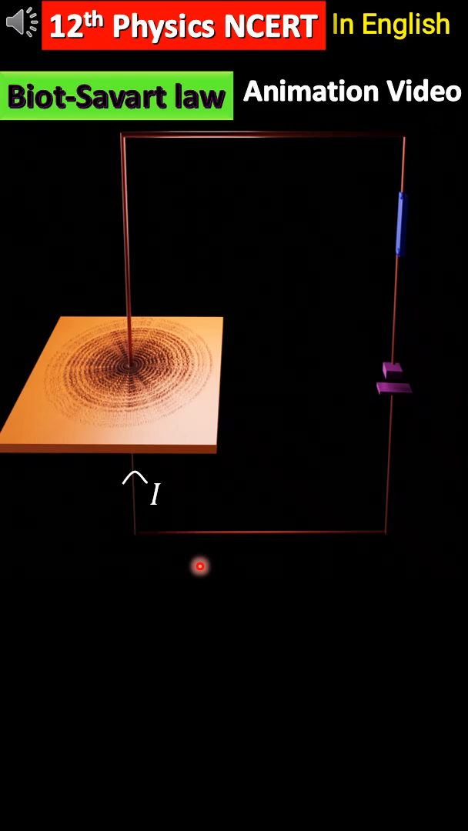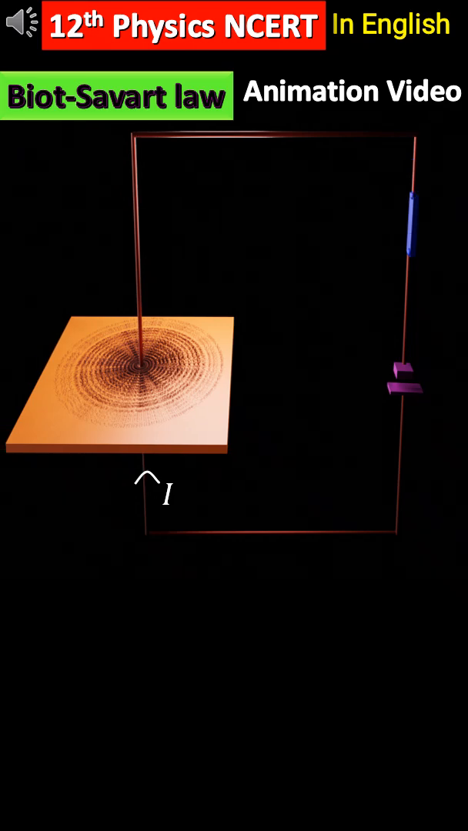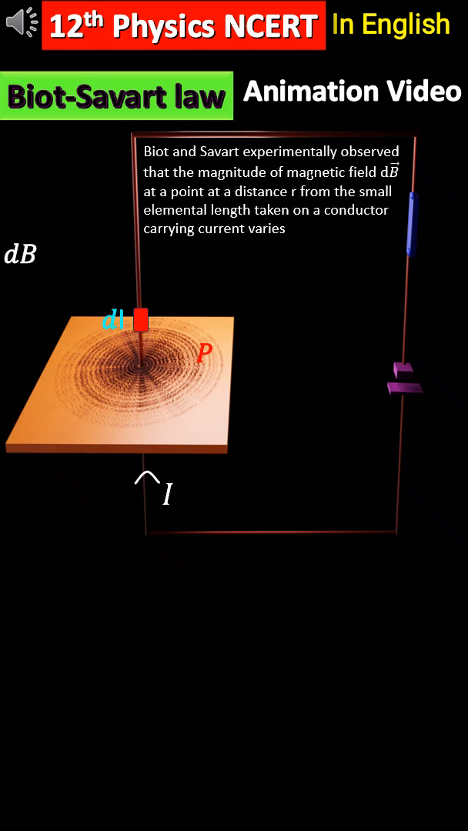Scientists Biot and Savart together derived the equation to find the magnitude of the magnetic field due to a current carrying conductor. Let us consider a point P here. At point P, dB magnetic field is produced due to a small elemental length dl of the current carrying conductor. The distance between dl and P is r.